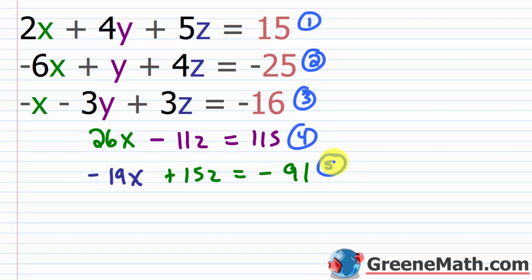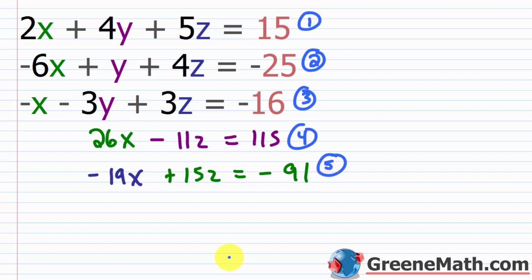Okay, so now with equation 4 and 5, we have a linear system with two variables. Now this one is not as easy to solve with substitution. It's not really easy to solve with elimination either. We just have to kind of pick our poison. So let's just go ahead and use elimination for this one. I am going to choose to eliminate z.